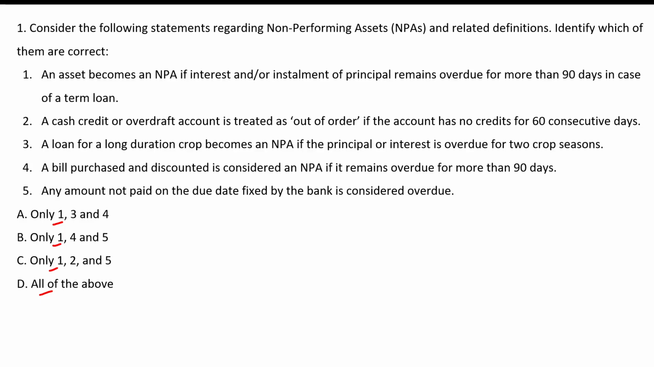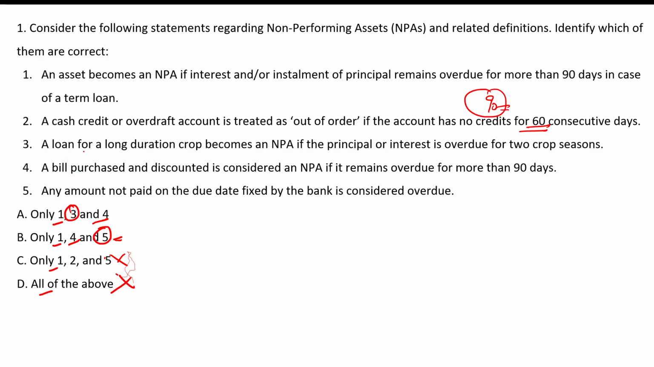Statement number 2, cash credit or overdraft is stated out of order if account has no credit for, it should be 90 and not 60, right? So 2 is not correct. So C and D get eliminated. 4 must be correct. It is there in both the options. So 3 and 5 remain. We can read either one of the statements and we'll get our answer.